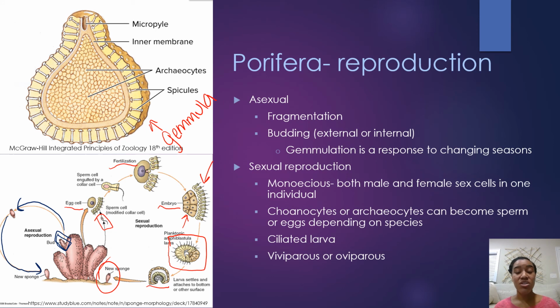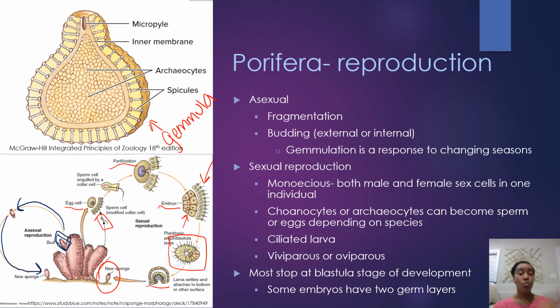And then this act of sexual reproduction can be viviparous or oviparous. So in viviparous, the sponge will keep the embryo within itself for a period of time, and then oviparous is like what we just talked about, where the embryo is released into the environment and goes off to establish somewhere else.